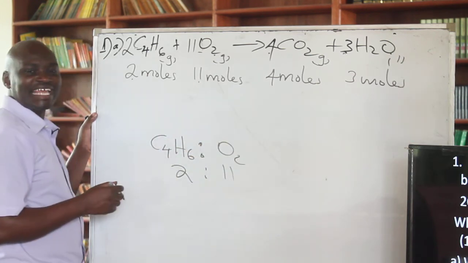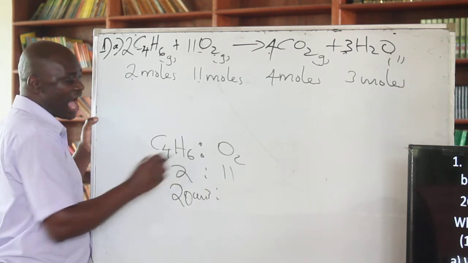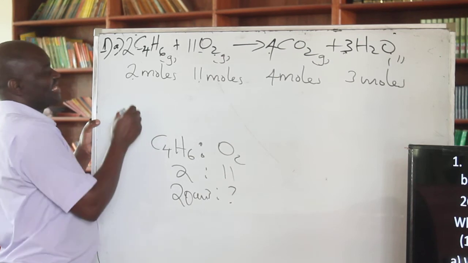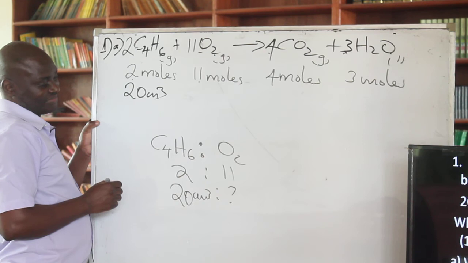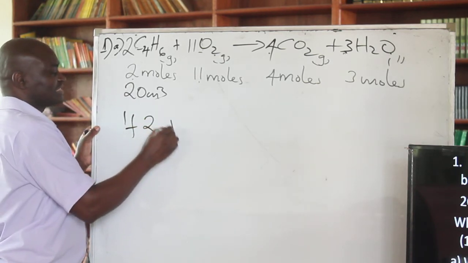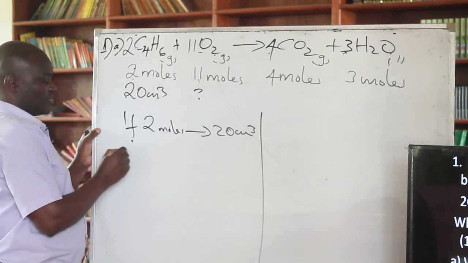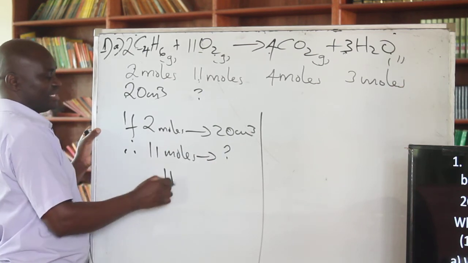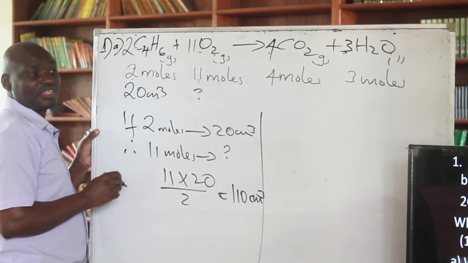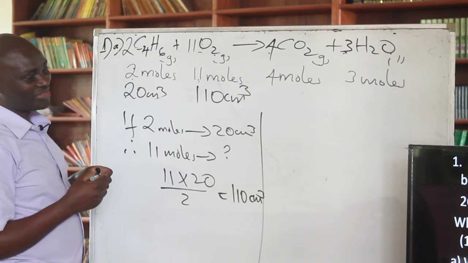But we are told that we have 20 centimeters cubic of butane. What volume of oxygen will be required? If 2 moles represent 20 centimeters cubic, what about 11 moles? So 11 times 20 over 2 gives 110 centimeters cubic. So the volume of oxygen will be 110 centimeters cubic.